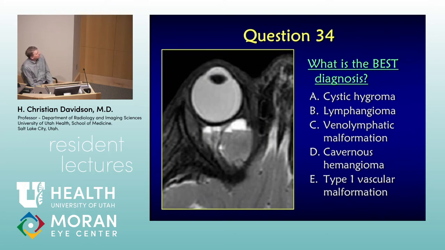34. What is the best diagnosis? Maybe you can tell from the imaging features what kind of a sequence this is. Options are cystic hygroma, lymphangioma, venous lymphatic malformation, cavernous hemangioma, type 1 vascular malformation.